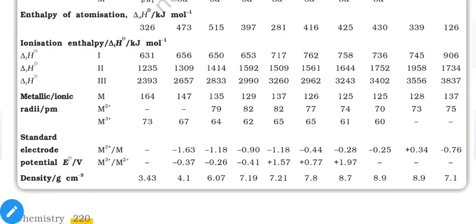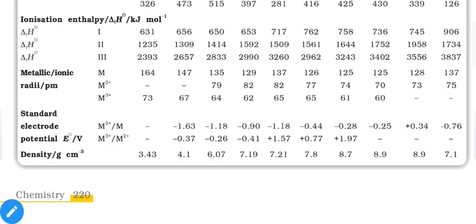Then we have metallic and ionic radii. Again, three different possibilities: +1, +2, and zero oxidation states. So all of them are mentioned. Then standard electrode potentials are mentioned, which were already covered in the electrochemistry unit. And lastly, we have density.